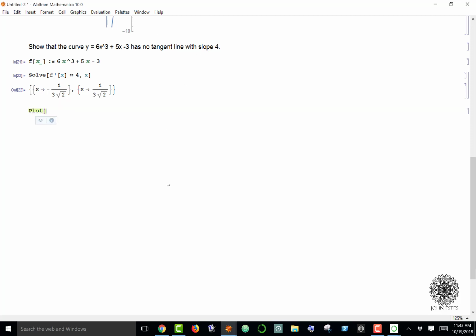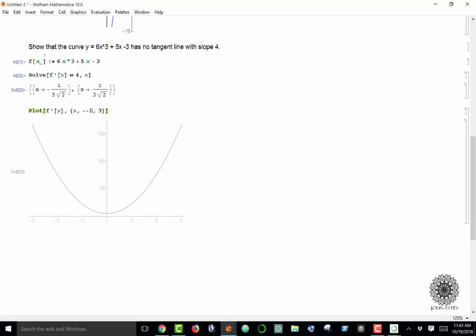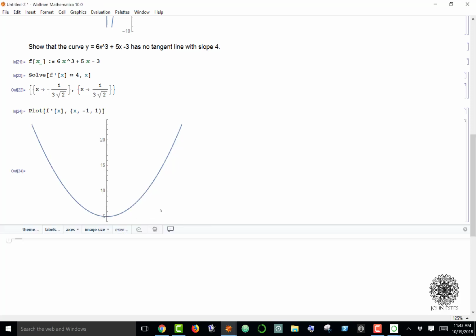All right, so we can plot this if you want. Let's plot f prime of x to see what's going on, and let's go from negative 3 to 3. Okay, let's actually zoom in a little bit, negative 1 to 1. Because we can see that the derivative of this is a parabola, and the lowest point it reaches is 5. So remember, the derivative gives you the slopes of the tangent lines at any given moment. And at no point here can I reach 4, because the lowest I can get to is 5. So that's another confirmation that you can't have a tangent line with slope 4.